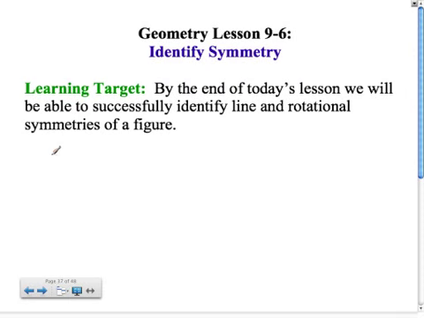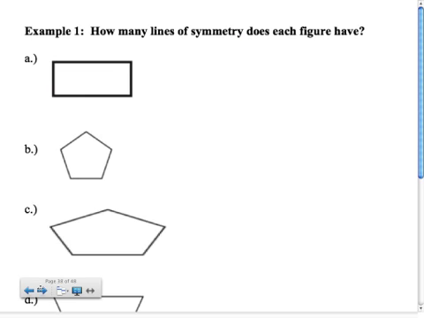In section 6, we're going to shift gears from transformations and look at this idea of identifying symmetry. I think this is an idea that you've already been introduced to, and hopefully this is more of a review for most of you than anything else. So, the first type of symmetry we're going to talk about is reflection symmetry, or line symmetry. Reflection or line symmetry simply means how many ways can we cut this thing in half.